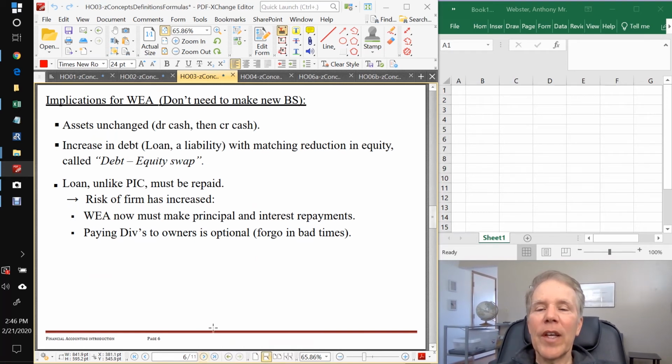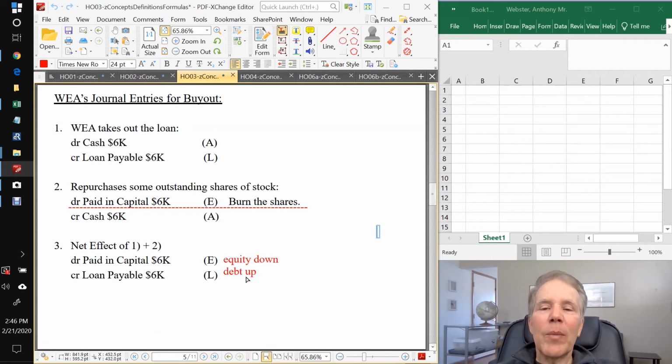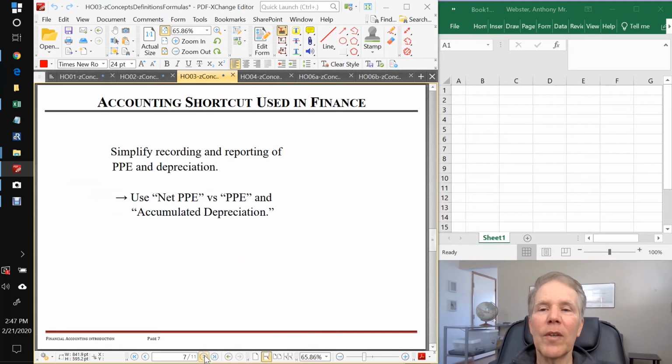So here are the implications, and this clearly has made the firm more risky, right? Because now it has this additional debt liability where it's got to pay interest, and it's going to have to pay that back someday. When all this was in equity, what do you have to do with equity? Nothing, right? No promises. You just got to be not fraudulent. Okay, so it made the firm riskier.